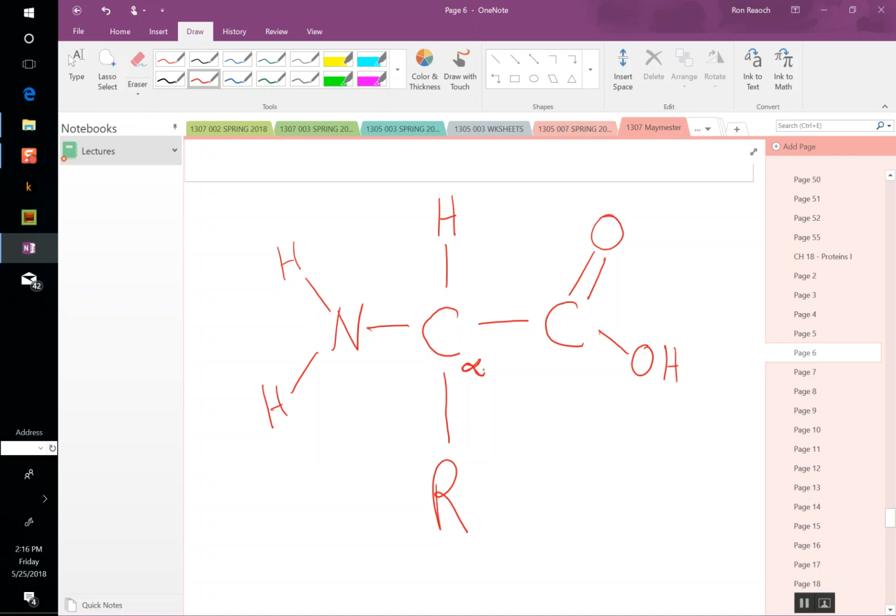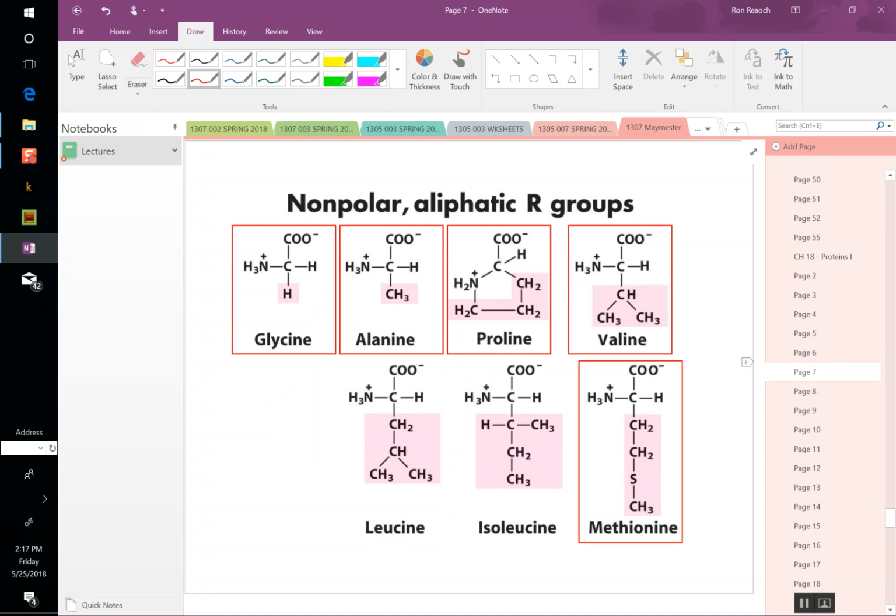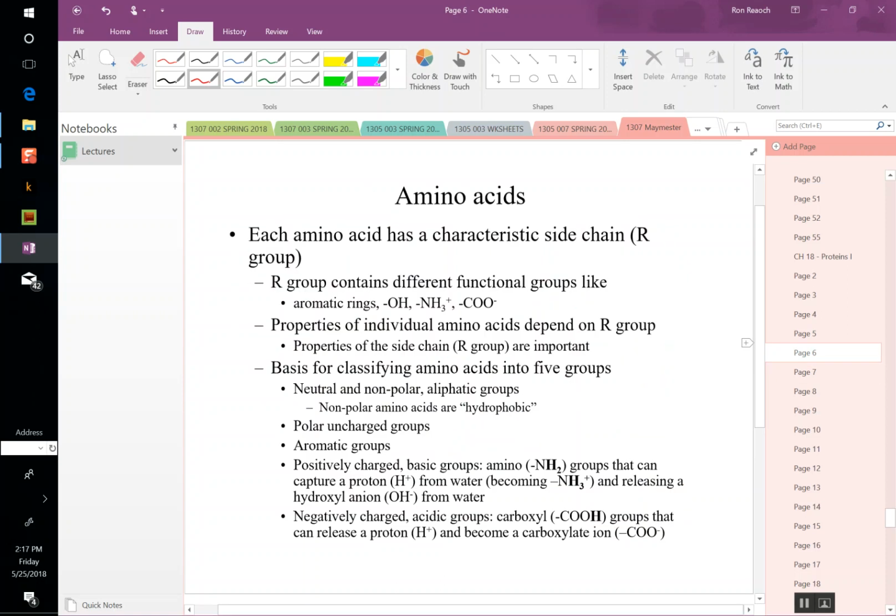Now, there are 20 amino acids that your body uses. You don't have to learn all 20 of them. These are the 6 I want you to learn. I'll just run through this real quickly, and you can highlight the slides if you have them in front of you. This is the slide that introduces it. The 20 amino acids that your body needs to make proteins are put into 5 different classifications.